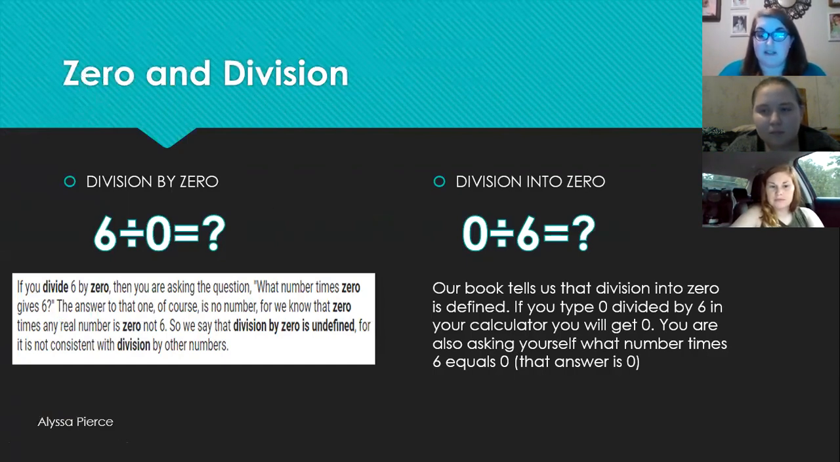Now, division into 0 is defined. Our book tells us that. So if you type 0 divided by 6 in your calculator, you will get 0. You're also asking yourself what number times 6 equals 0, and that is 0. If you type 6 divided by 0 in your calculator, it's going to say error. It's going to say not divisible by 0 or something like that.